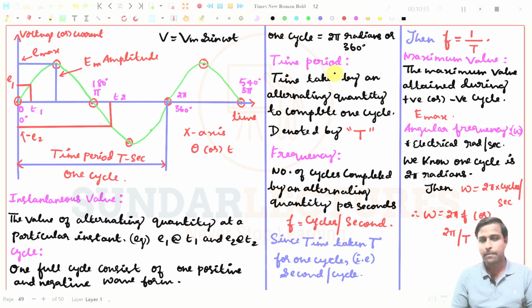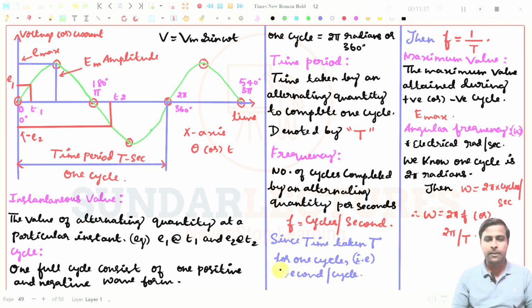What is time period? If you know what is one cycle, then the time taken to complete this one cycle is nothing but time period T. It will always be denoted by capital letter T, not small letter, since small letter t we will denote for the x-axis or instantaneous values, right? So what is frequency? Frequency means for 1 second, how many cycles are repeating? That is known as frequency. Number of cycles completed by the alternating quantity per second. So then f is equal to cycles per second.